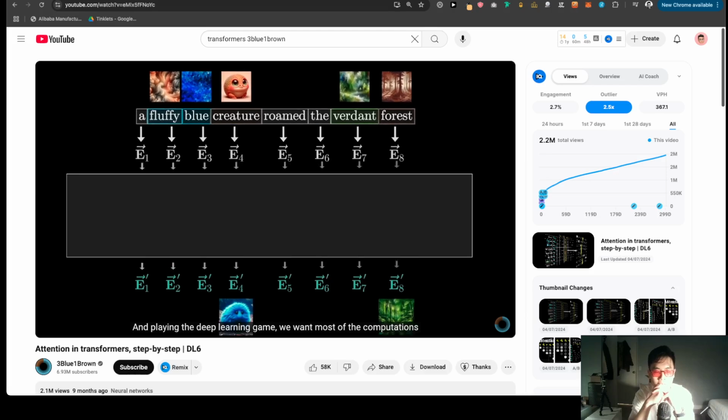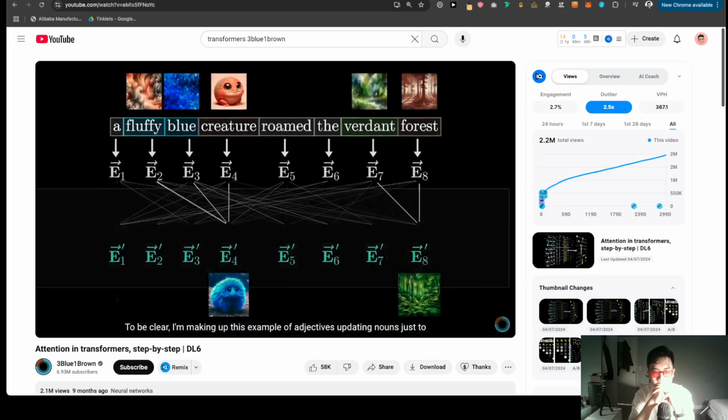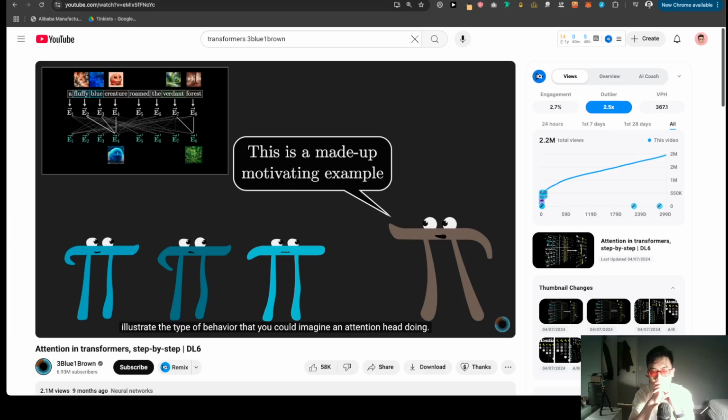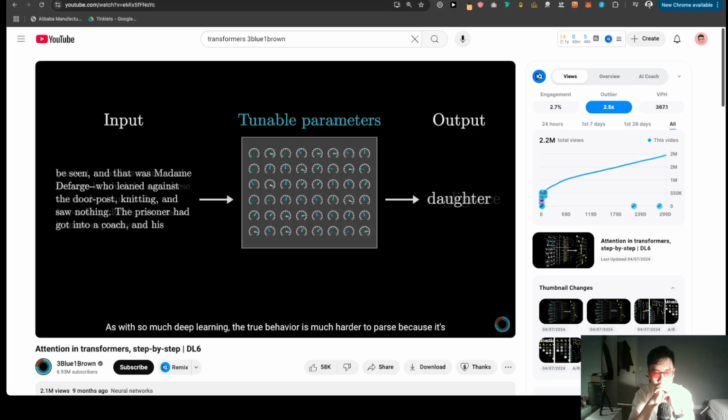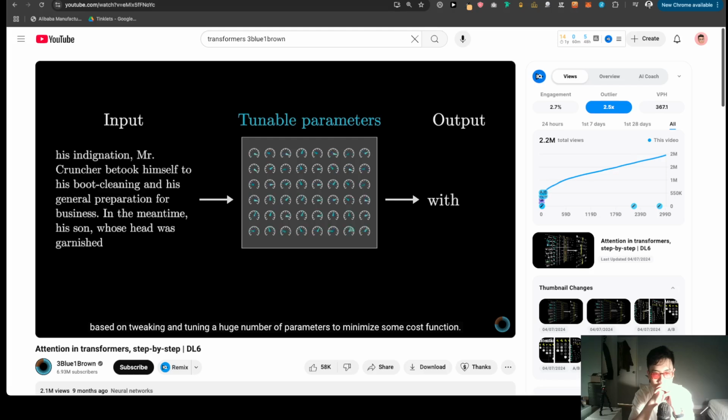And playing the deep learning game, we want most of the computations involved to look like matrix vector products, where the matrices are full of tunable weights, things that the model will learn based on data. To be clear, I'm making up this example of adjectives updating nouns just to illustrate the type of behavior that you could imagine an attention head doing. As with so much deep learning, the true behavior is much harder to parse, because it's based on tweaking and tuning a huge number of parameters to minimize some cost function.